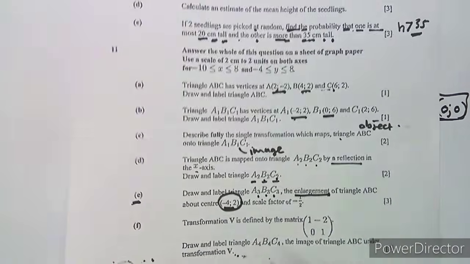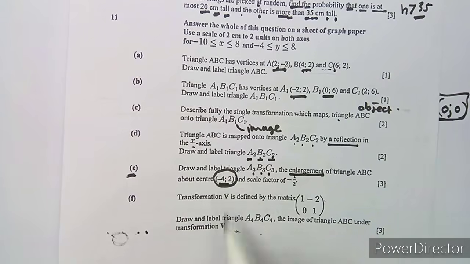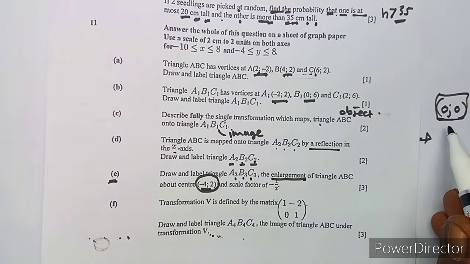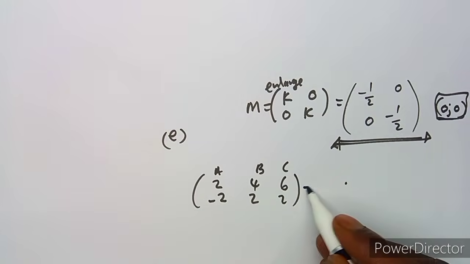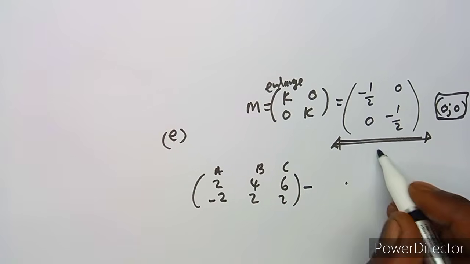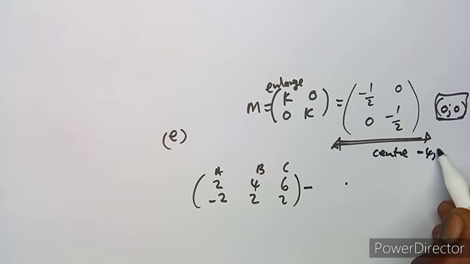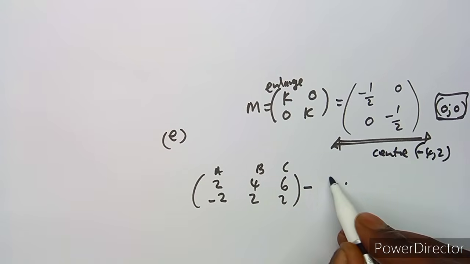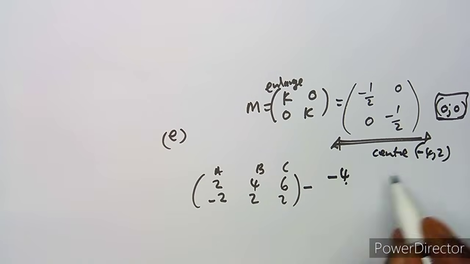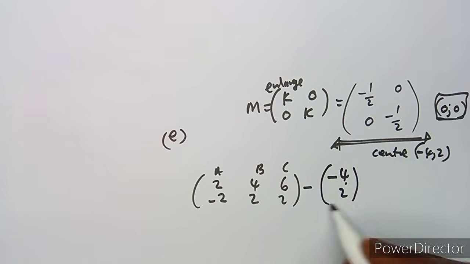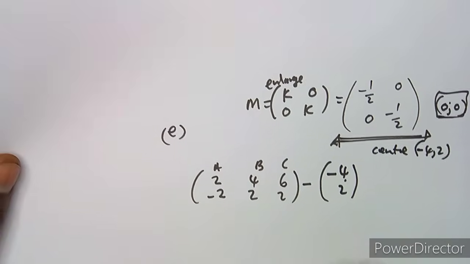So the first thing is to remove the center, because you are not at 0, 0. So subtract the center that you are given, because in this case our center is (-4, 2). So how do I remove it? I write it just like a matrix, -4, 2, like this. That is to remove the center, to subtract the center.